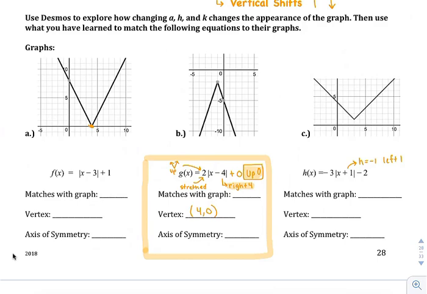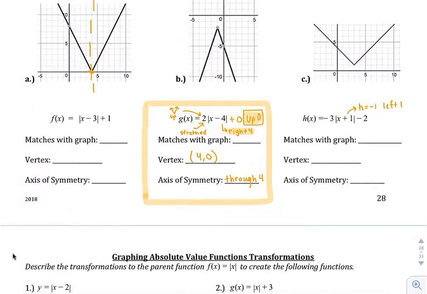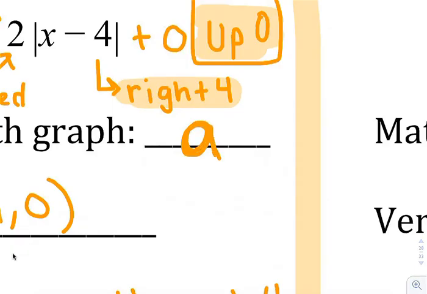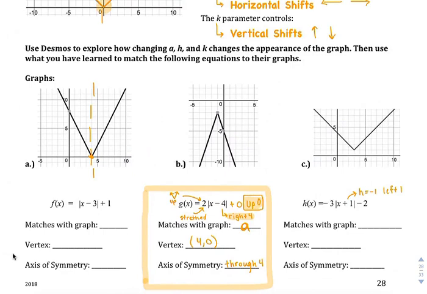So your axis of symmetry is the imaginary line that goes through that vertex. So what x value is that line going through? Always the x value of the vertex. So if you guys find the vertex, you know the axis of symmetry. Always through that x value. So which graph does it match with? Graph A. So go ahead and match those other two graphs and see how you do with that.